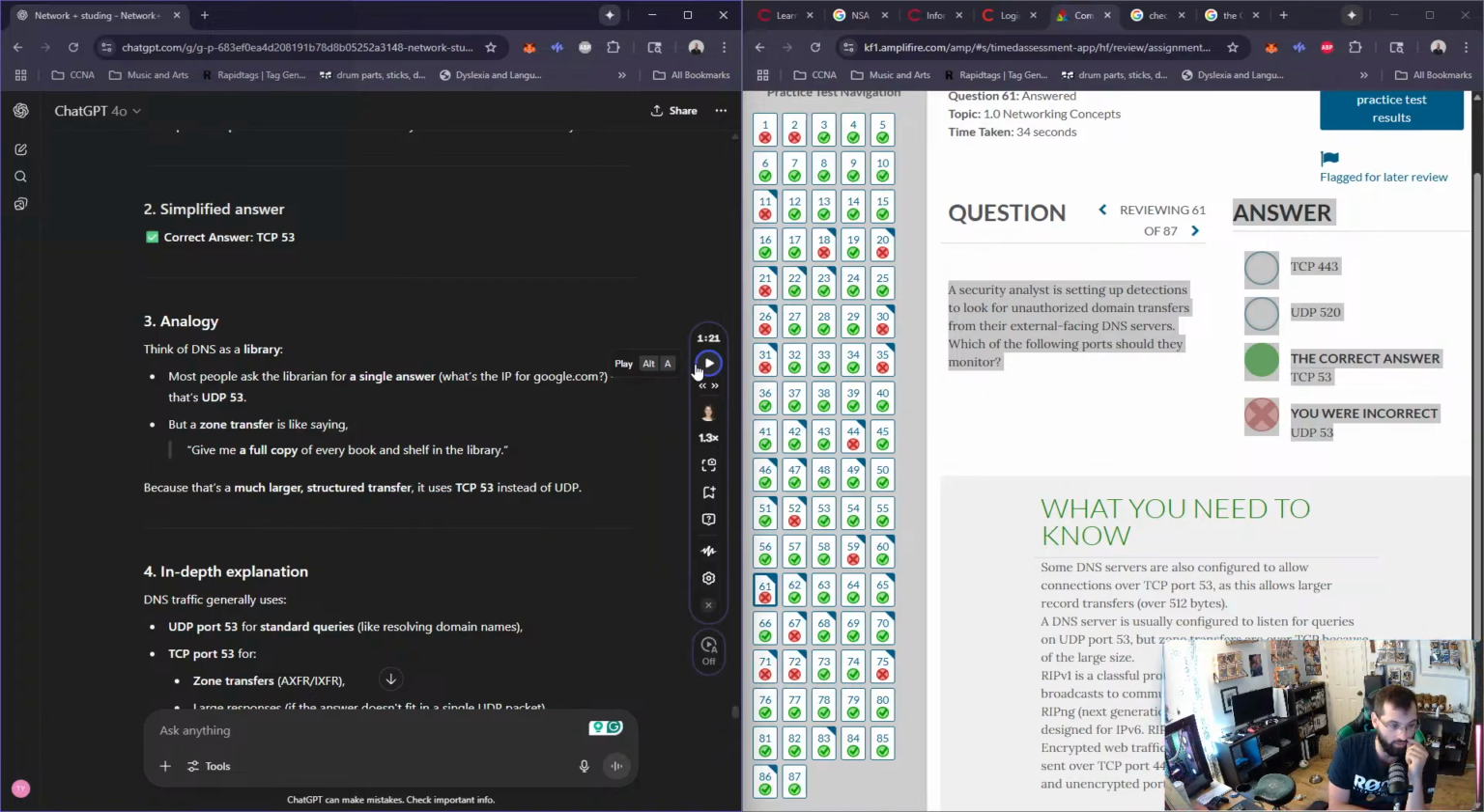Because it's a larger transfer, it uses TCP. So a security analyst is setting up detections to look for unauthorized domain transfers from their external facing DNS servers. Which of the following ports should they be monitoring?